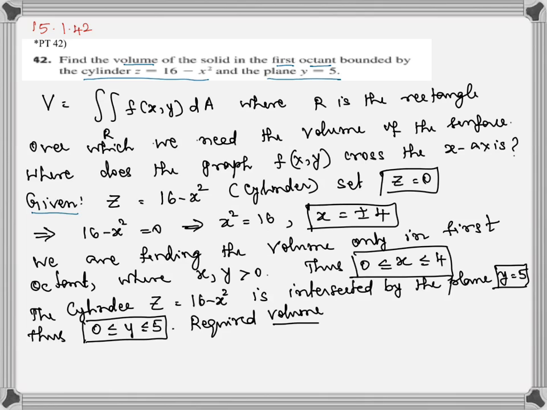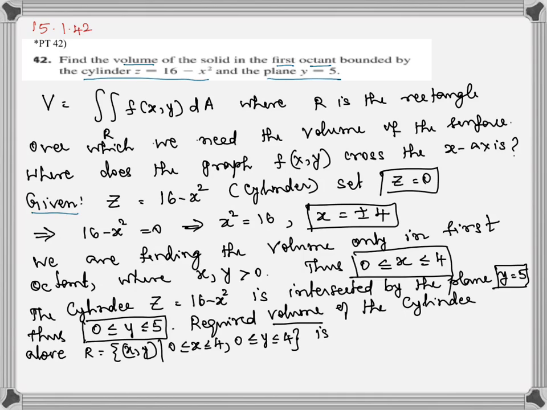So the required volume of the cylinder above the rectangle, all those x, y such that 0 less than or equal to x less than or equal to 4 and 0 less than or equal to y less than or equal to 5, is the double integral of the surface, which is 16 minus x square, dx dy. It doesn't matter even if you interchange the variables because x and y are definite limits.